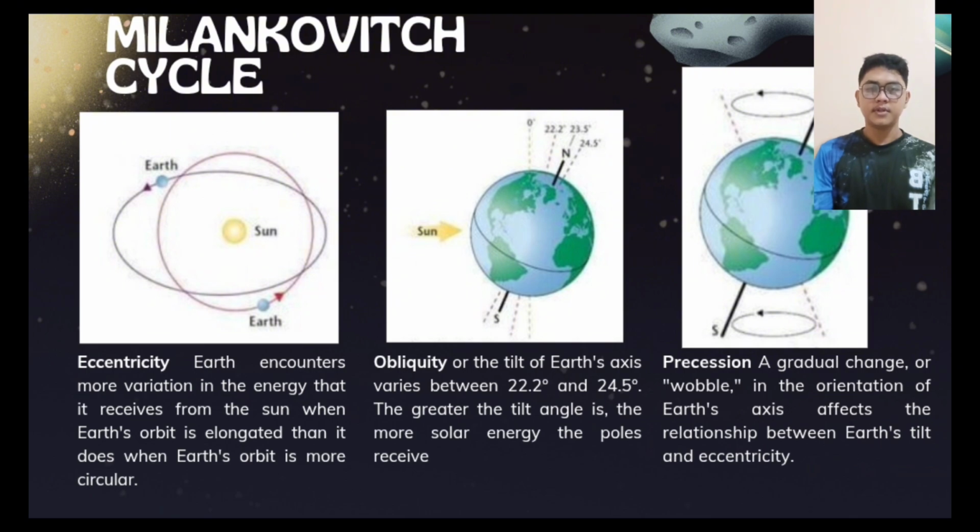Next is the precession. A gradual change or wobble in the orientation of Earth's axis affects the relationship between Earth's tilt and eccentricity. Affects how axial tilt interacts with orbit shape, influencing seasonality.